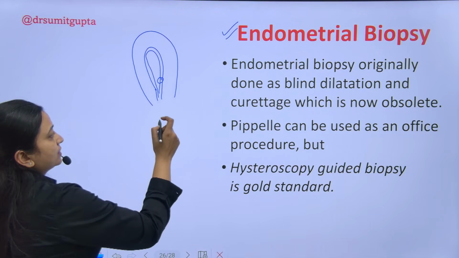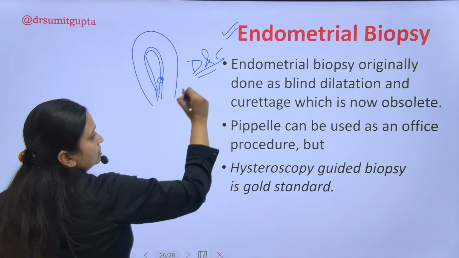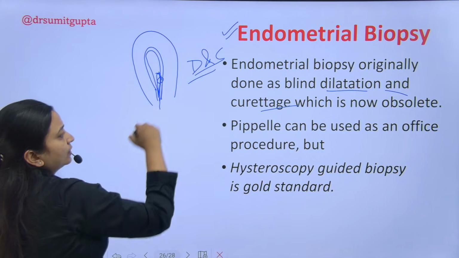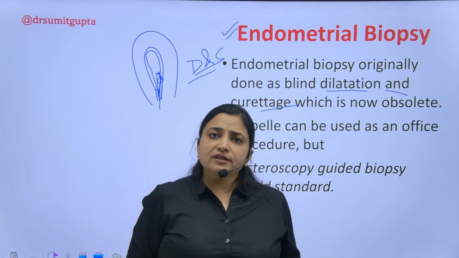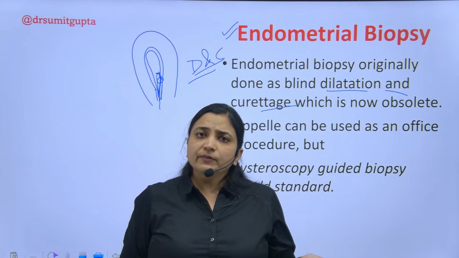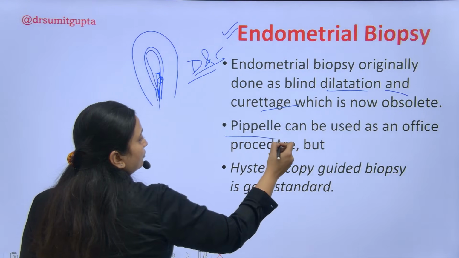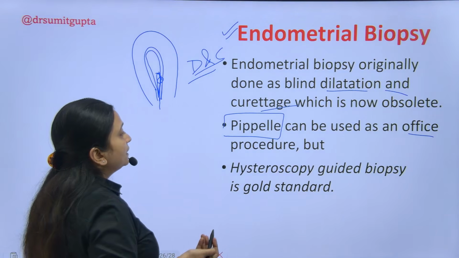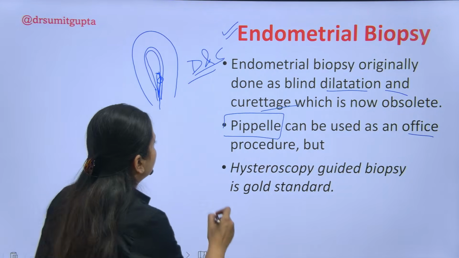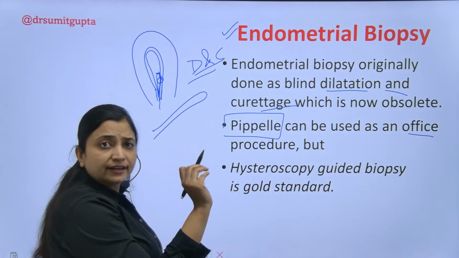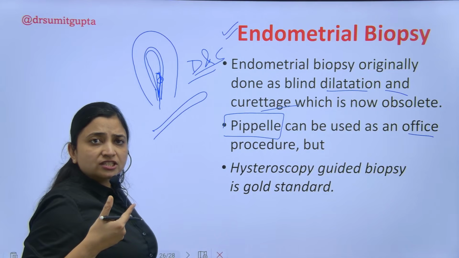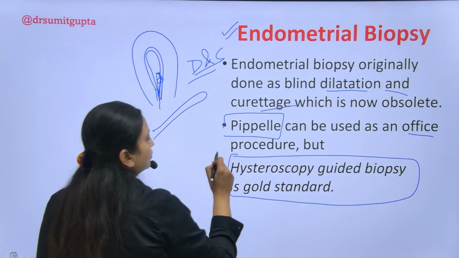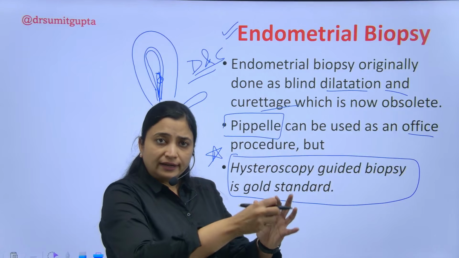Earlier it was a blind procedure called DNC in vernacular language, dilatation and curettage, where we used to introduce a curette instrument inside and blindly take out the endometrium. But what was the problem? We don't know where the pathology is. We are just going inside and taking out something. It may miss. Then there was the Pipelle, which can be done as an office procedure. DNC was generally done under anesthesia in the operation theatre. But as a screening tool, we can go for Pipelle biopsy, which is a plastic cannula inserted with minimal discomfort to the patient, and a syringing sort of thing is done and an endometrial sample is taken out. But hysteroscopy guided biopsy is the gold standard. Go inside, see the lesion and take the biopsy from that.